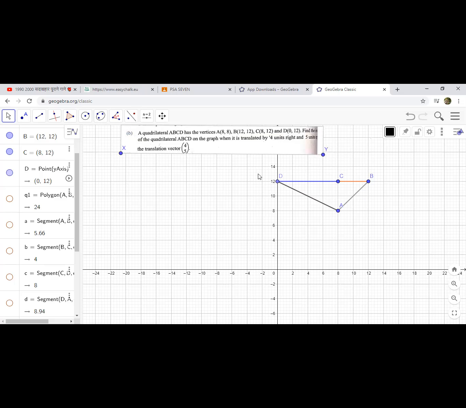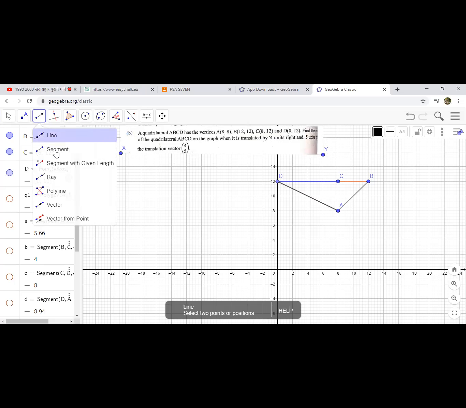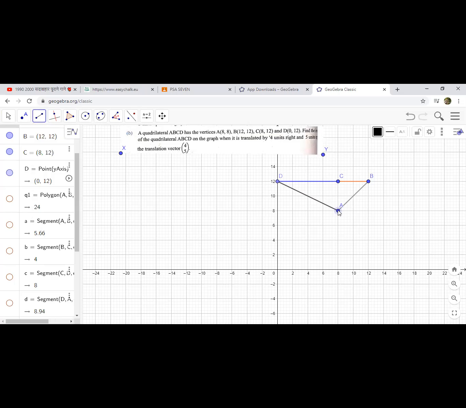We are just going to do the translation for this quadrilateral, and here the translation vector is given: 4 units right and 5 units up. First of all, let me take one point A, and according to the translation vector we have to do just shifting. The translation vector is 4 units right. Let's go 4 units, and how much is this? One box equals how much unit? 2 units. This is 2 units and this is 2 units.